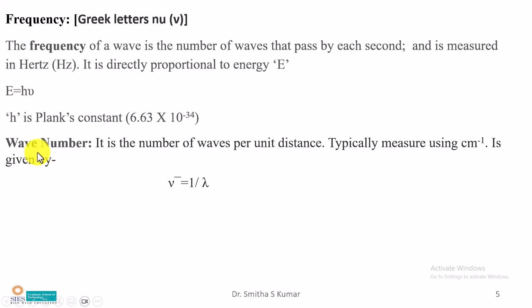We also have another factor, which is wave number. It is the number of waves per unit distance. It is measured in centimeter inverse and it is given by nu bar is equal to 1 upon lambda.